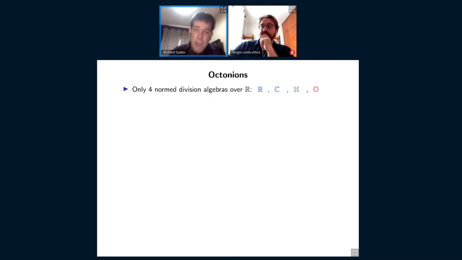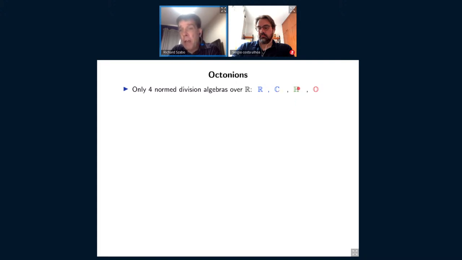Okay, so here's a slide with a bit of math. We're going to do a bit of math for a few minutes. Octonions appear in a chain along with the real numbers, the complex numbers, and the quaternions. These are the only four examples of what are called normed division algebras over the field of real numbers. The octonions fit in this chain, and there's an embedding. So we know that R can be embedded into the complex numbers.